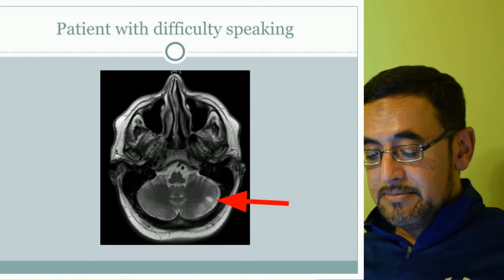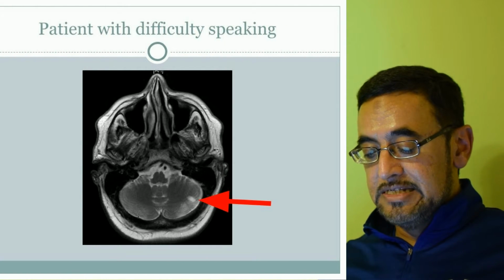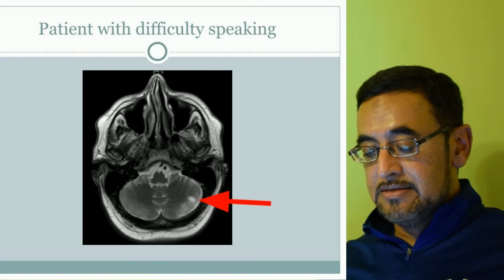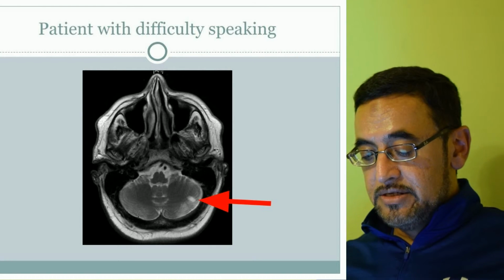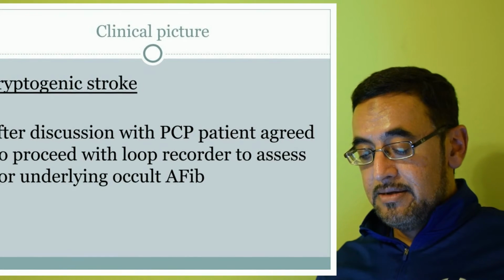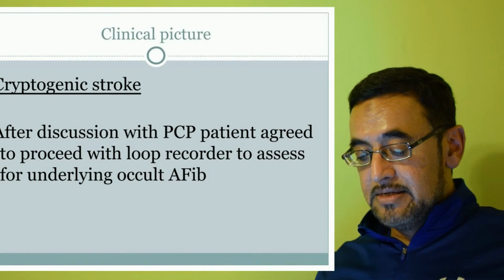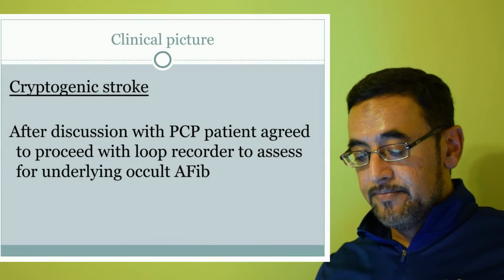Now here is a CAT scan of a different patient. This patient had difficulty speaking, and if you notice, there is a cerebellar infarct in this patient. This patient had a history of coronary disease. He had a prior MI, hypertension. He had cerebral artery occlusion with infarct or a cryptogenic stroke.